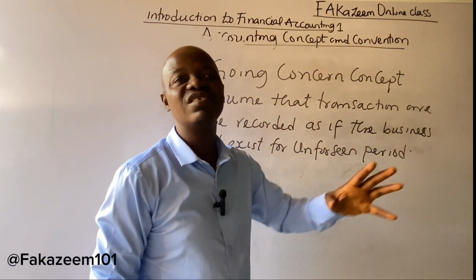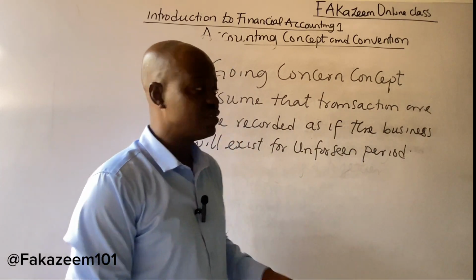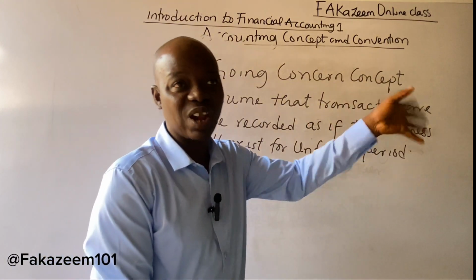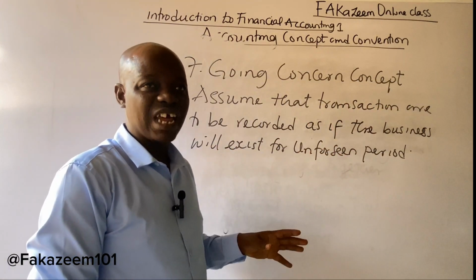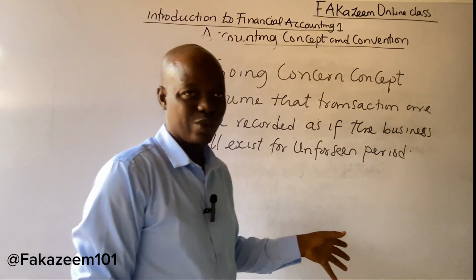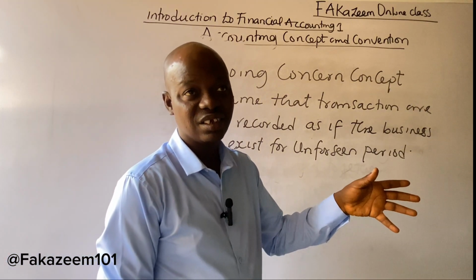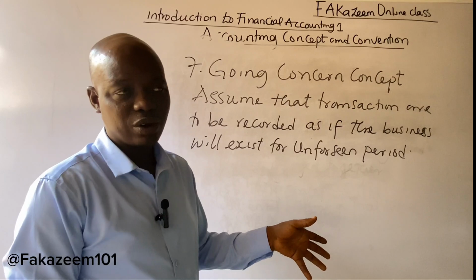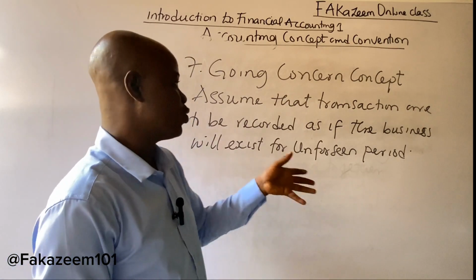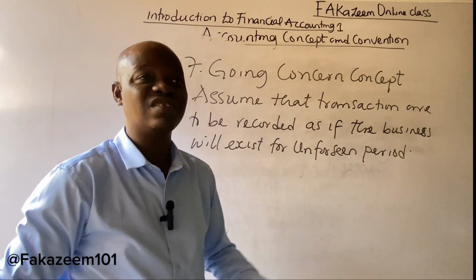That accountants should assume that the organization in which their transactions are being recorded is going to exist for life. You don't assume that the business you are keeping its transactions for will collapse tomorrow morning. No. You record as if the business will still exist in the next 100 years. But we all know that business may not exist for life. That is why the concept is based on assumption. The assumption is that businesses will exist for life.